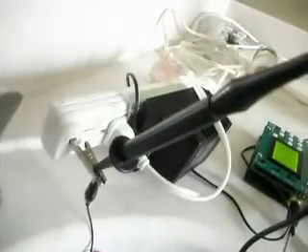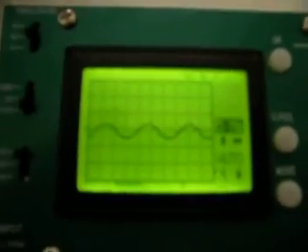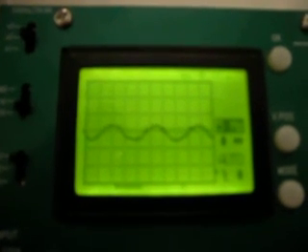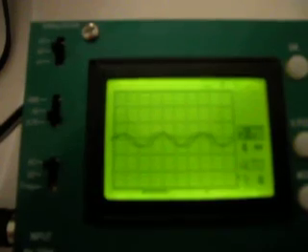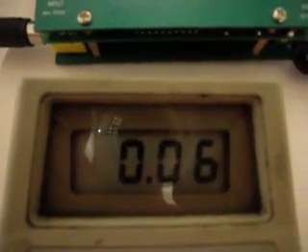So right now our probes are actually connected into the water and the other end of them is grounded to the power system. As you can see, we have a waveform. It's a 60 Hz waveform coming off the water and we're on 0.1 volts per division, so it matches what the multimeter is saying, which is a 60 millivolt AC waveform right now.